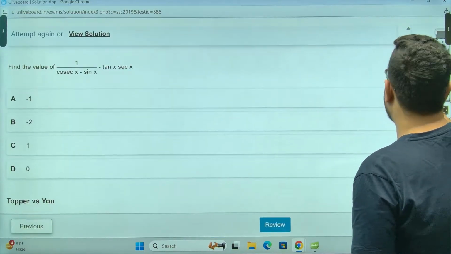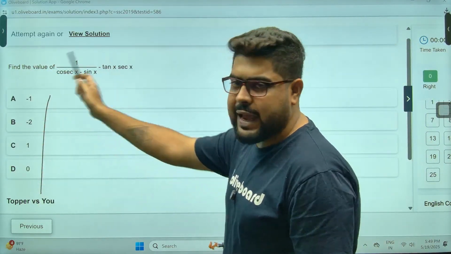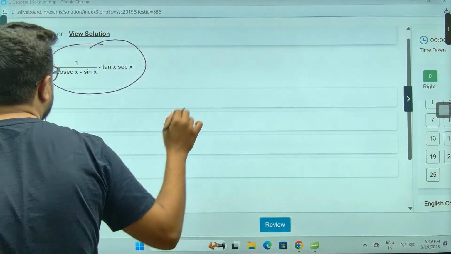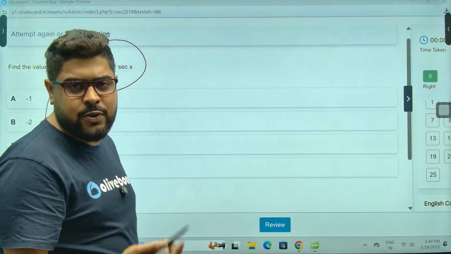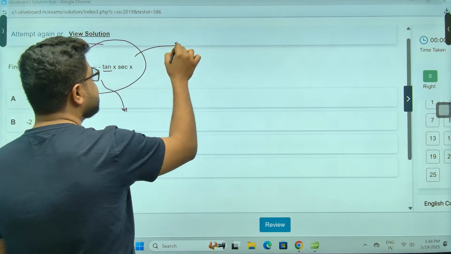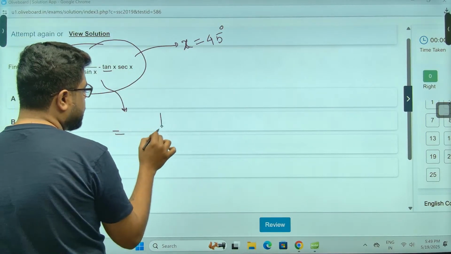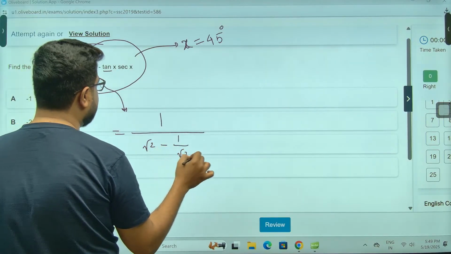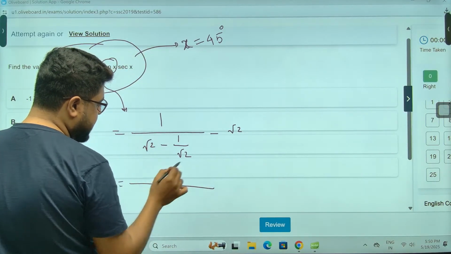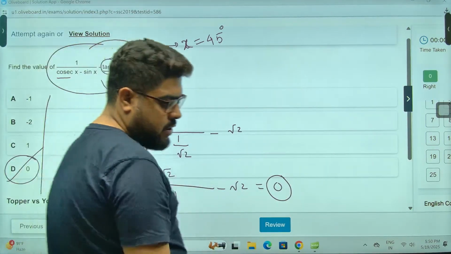Next one. Sir, again, this is a template question of value putting. All 4 answers do not have any x, meaning this thing does not depend on the value of x, meaning you can put anything in x. So the only thing you need to remember is that the denominator should not be 0. Best value is tan equal to 1, sir. So you put x equal to 45 degree. So cosec 45 is root 2, sir. Minus this is 1 by root 2 sine 45, minus this is 1 sec is root 2, sir. So root 2 with LCM goes up, 2 minus 1 minus root 2. So the answer is 0, sir. Option D. Option D, sir.